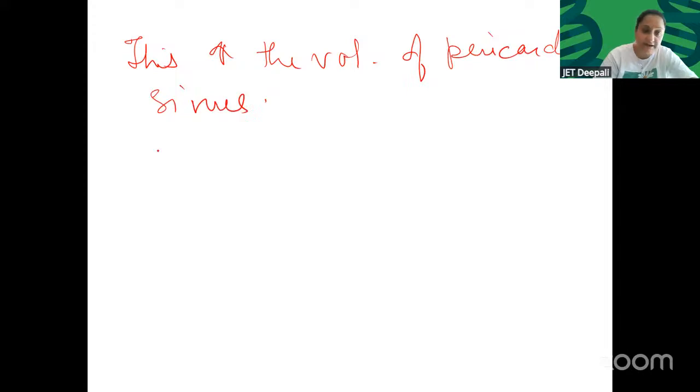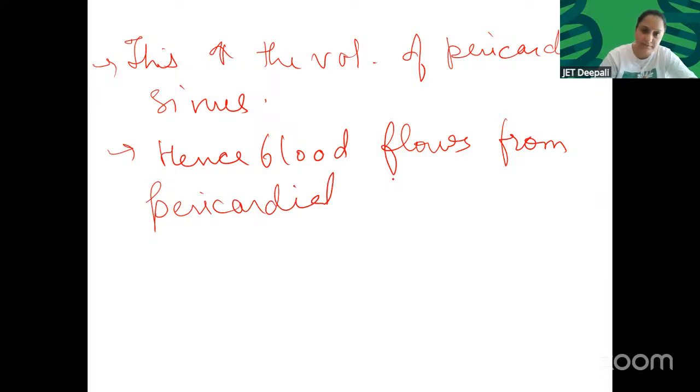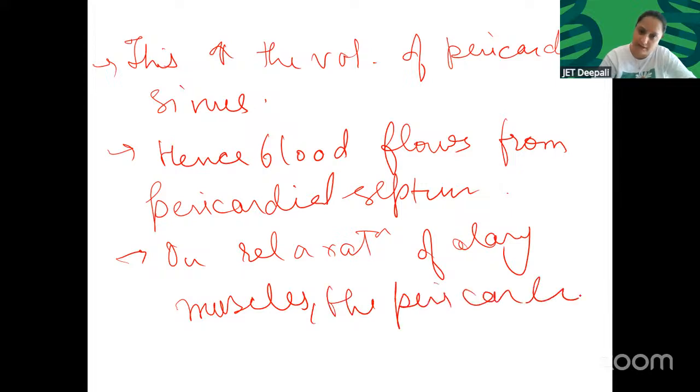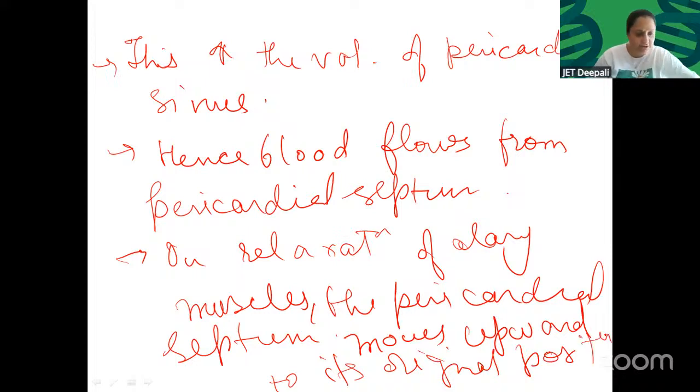Hence, blood flows from the perivisceral sinus into the pericardial sinus. Clear? On relaxation of the alary muscles, the pericardial septum moves upward to its original position. Clear? This forces the blood to enter the chambers of the heart.